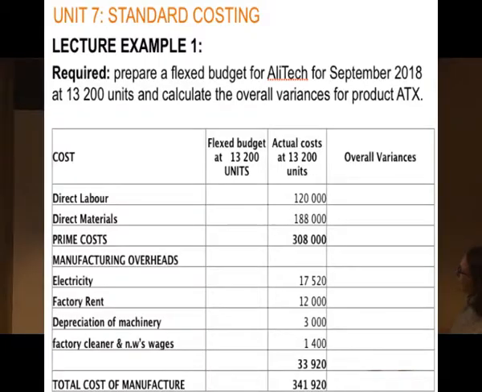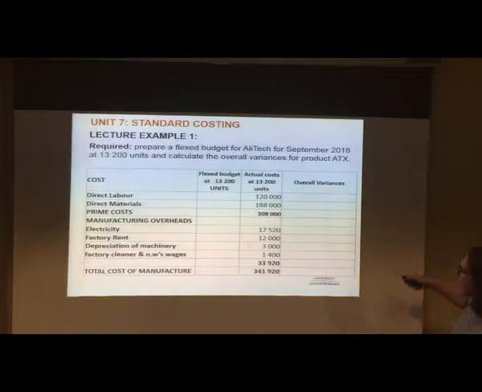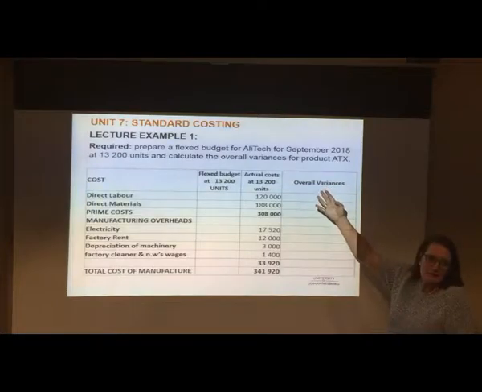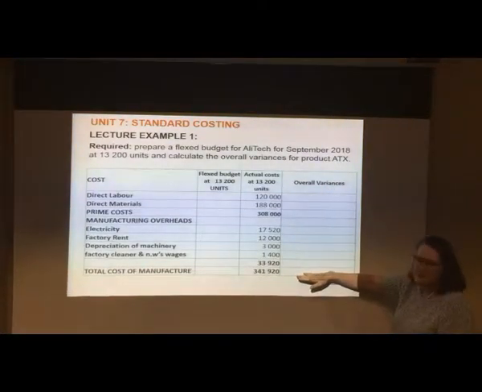And what I want you to do, these are the actual figures here. You're going to flex it to 13,200 here, and you're going to take the one minus the other. Remember, if the actual is more, you are going to put an unfavorable, and if the actual is less, you're going to put a favorable. Once you've added up the favorables and subtracted the unfavorables, you're going to get a total variance down here.